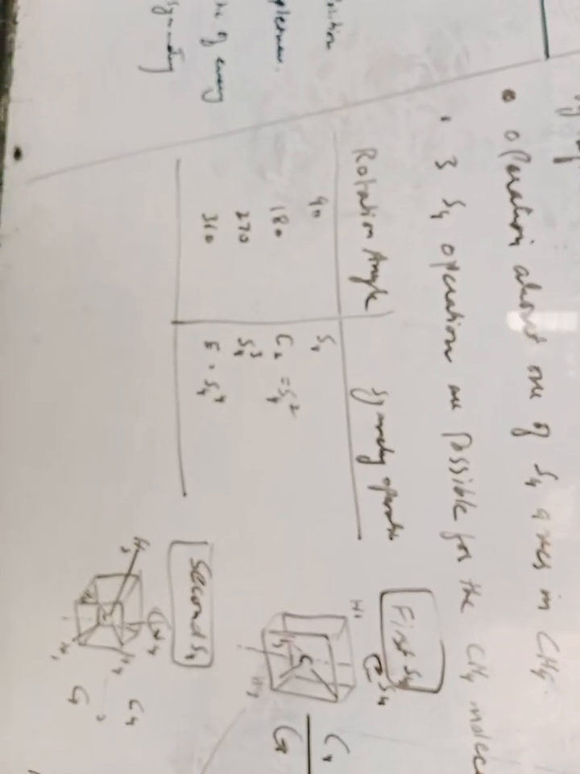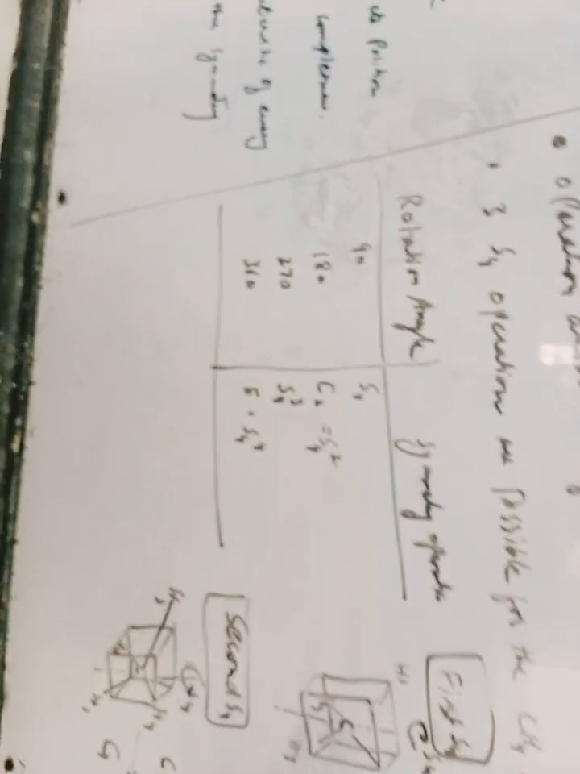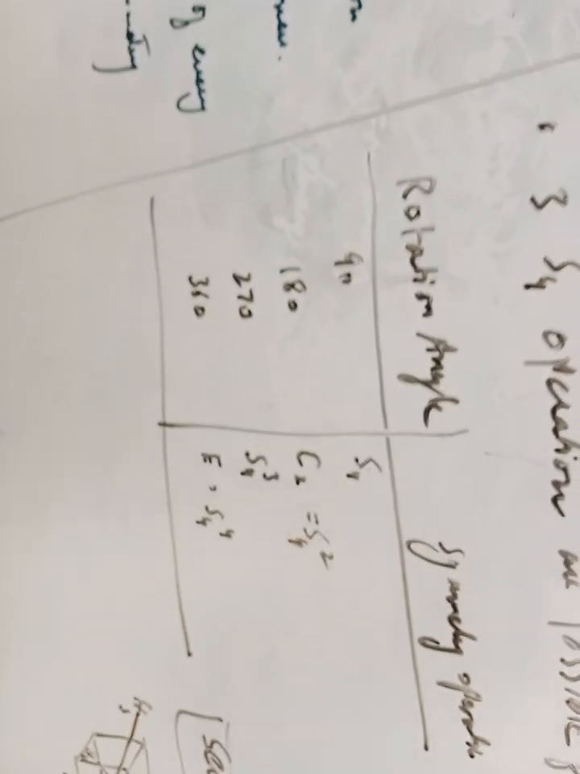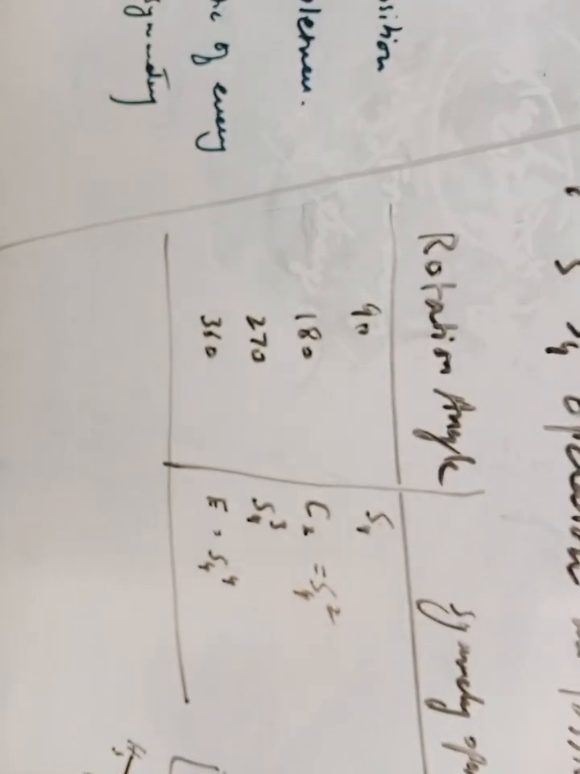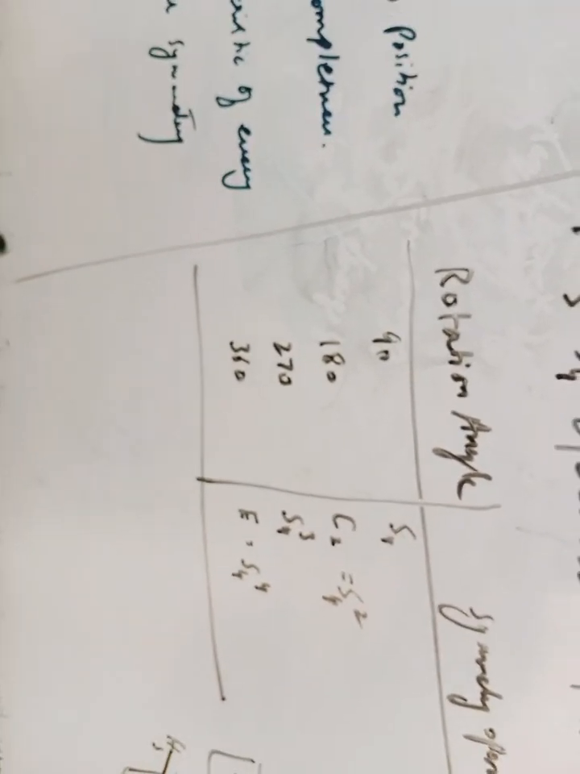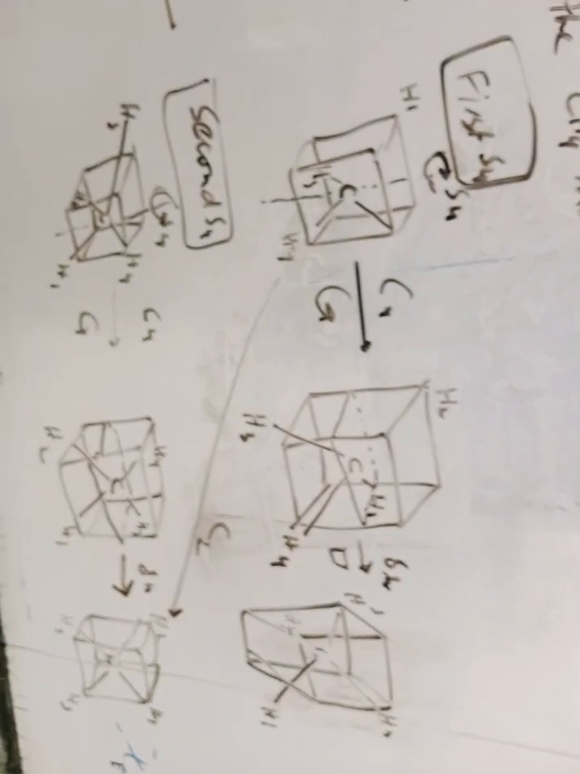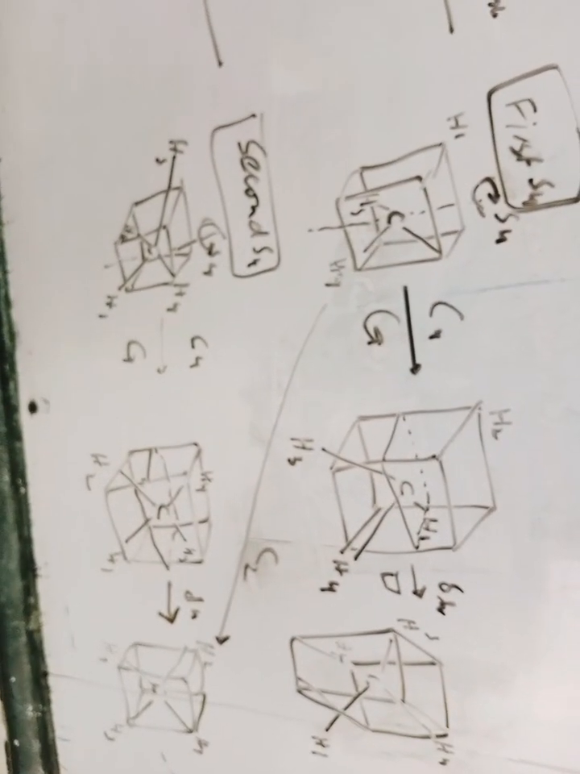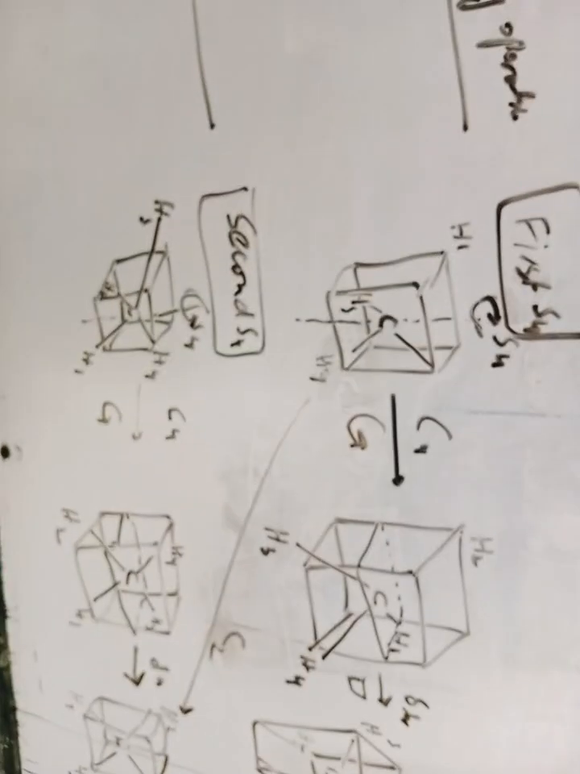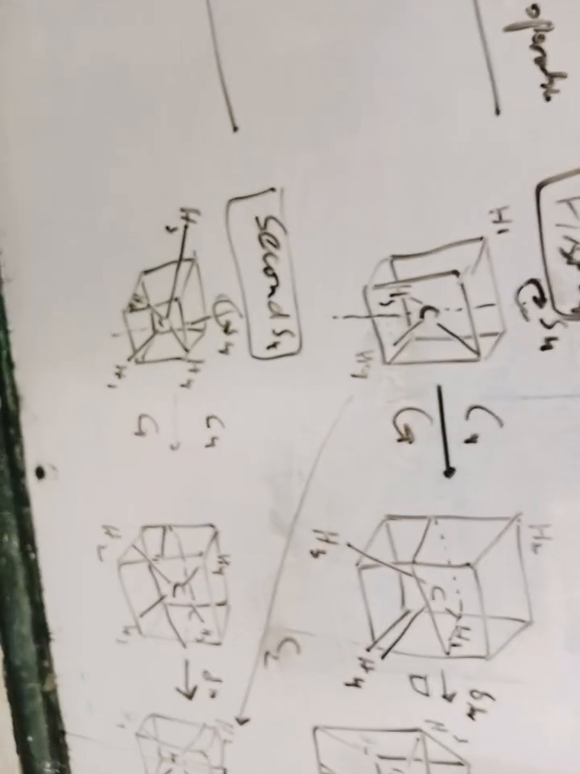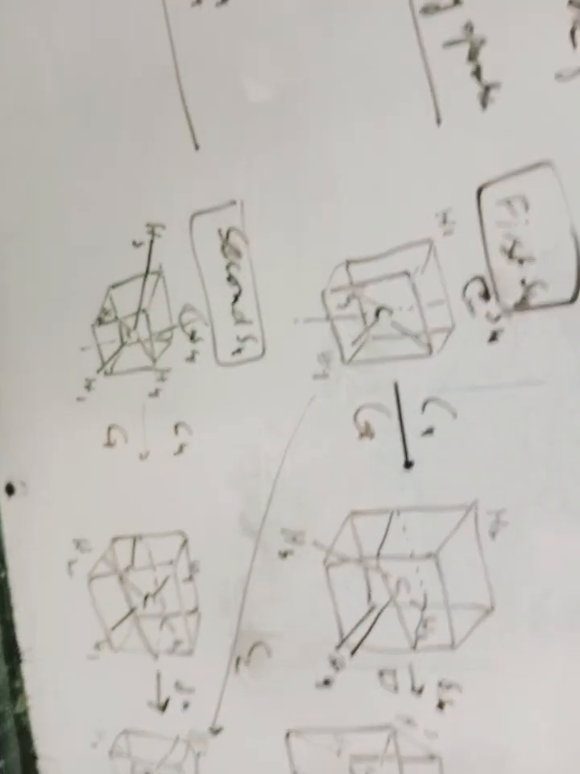Here are some rotation angles and symmetry operations. If 90 degrees, then the symmetry operation is S4. If 180, C2, S4 squared; 270, S4 cubed; 360, S4 to the fourth. Here is the first S4 operation, and below is the second S4 operation, in which one is S4, then C4, and then reflection.